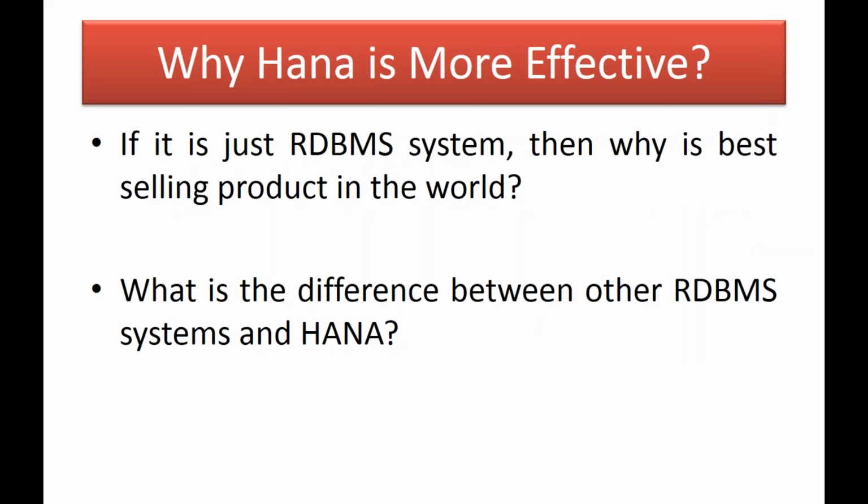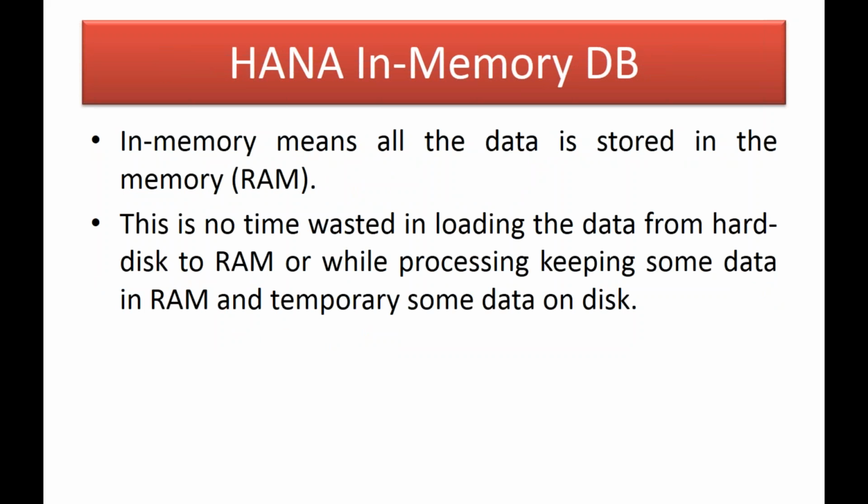Why is it more effective? Of course, we have existing traditional database systems in the market. Then why is it a fast selling product in the world? What is the difference between other RDBMS systems and HANA? If we have these kinds of questions, let me give you clarity. The major difference here is HANA is an in-memory database. In-memory is nothing but the data gets stored in main memory, which is called RAM.